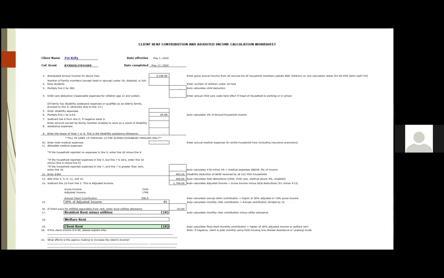This client has no deductions other than the mandatory $400 disability deduction that applies to all permanent supportive housing households, so that the annual adjusted income is $1,796, $2,196 minus $400, divided by 12, and then 30% equals $45 a month. This household has a utility allowance, however, of $63. 45 minus 63 gives us an occupancy charge of negative 18.